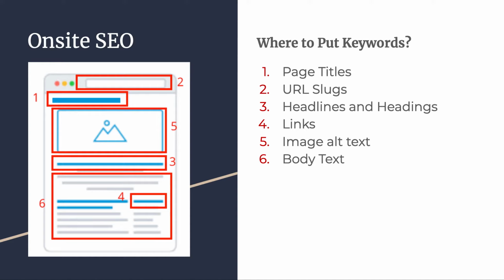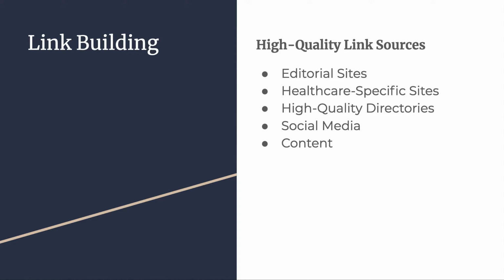Well, let's say your website is called jjmedical.com and you have a services page. Your URL slug then might be /services, as in jjmedical.com/services. You also want to include your keyword in your headings and headlines, links, image alt text, and body text. What are links? They are references back to your website from another website.